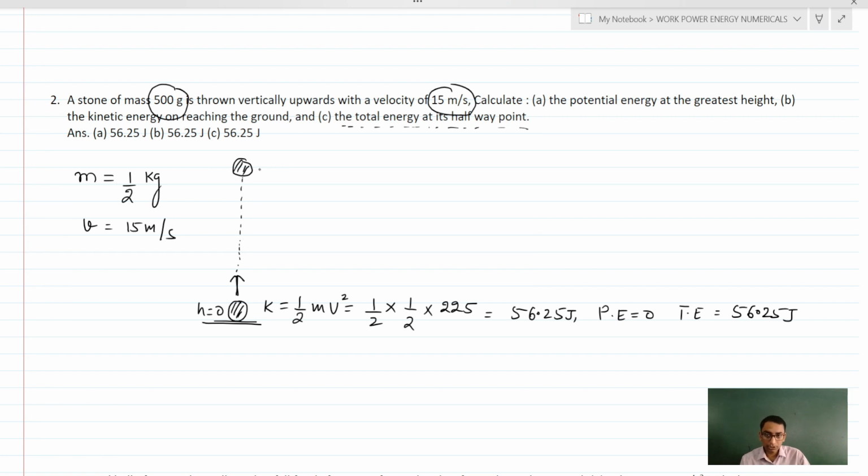Now when this ball starts going up, its velocity decreases, and the potential energy becomes maximum at the top, where the velocity is 0. So over there, the kinetic energy, half mv squared, is going to be 0.